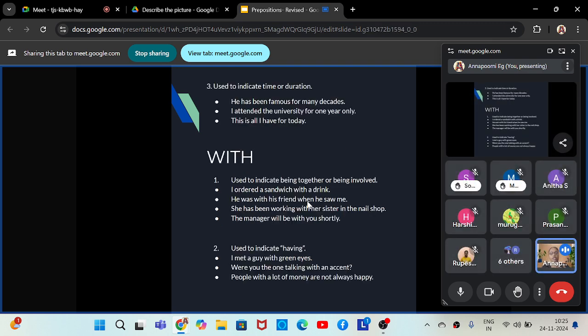Now moving to the third use. For is used to indicate a time or duration. For is also used to indicate a time or a duration. Okay, so let's see the examples.